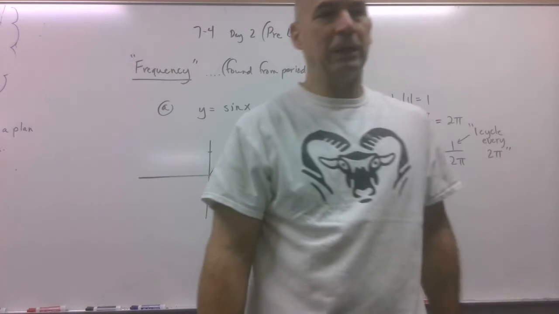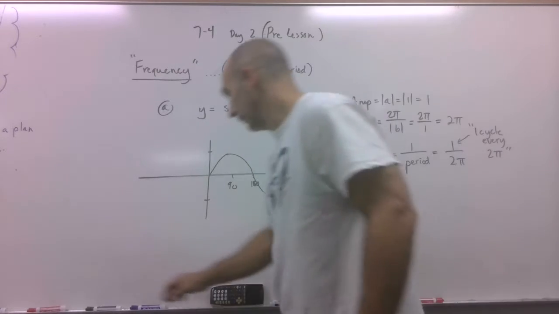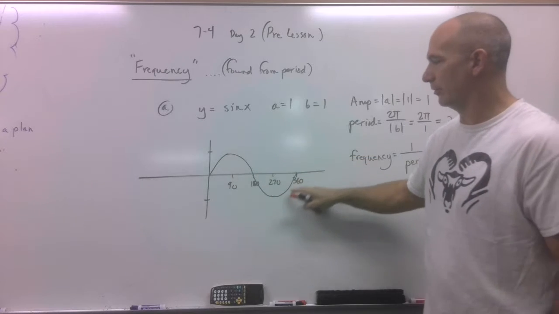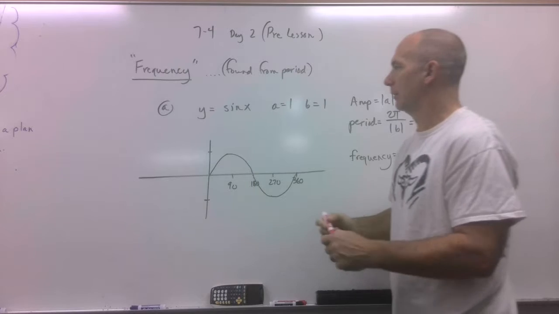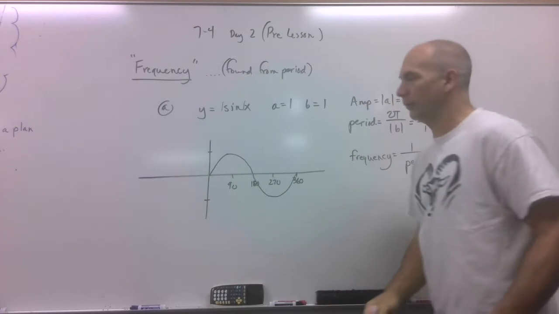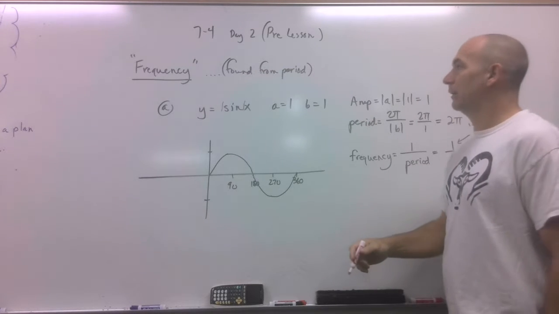7-4 day 2 pre-lesson. It's the last lesson of unit 7. Here we go. So you can see I've got the sine wave, or the sine function graph. Here it is. We know A is 1 from right here. We know B is 1 from right there. So this is the simplest one you can have. We're going to build on that.